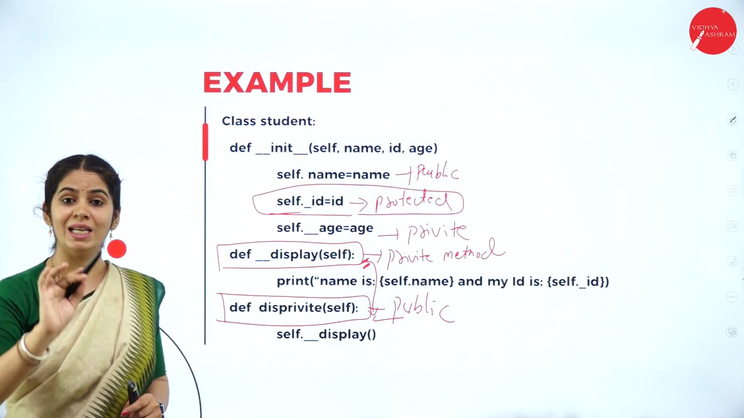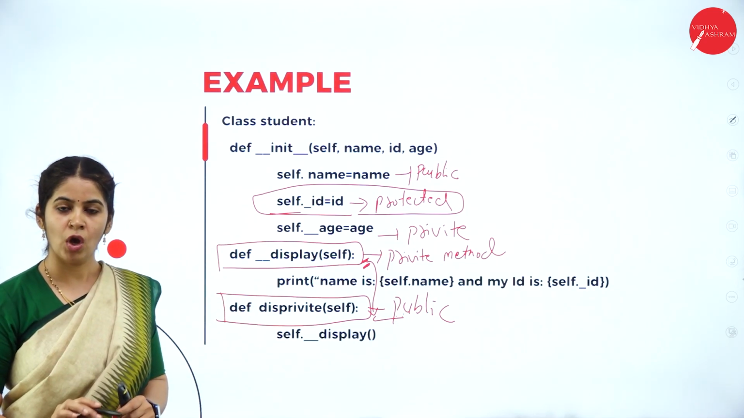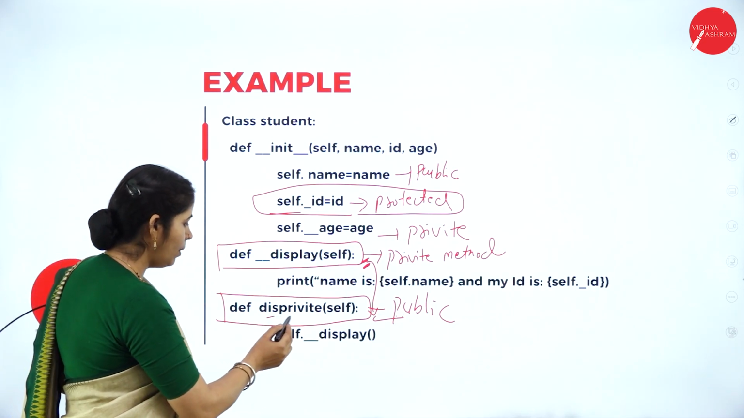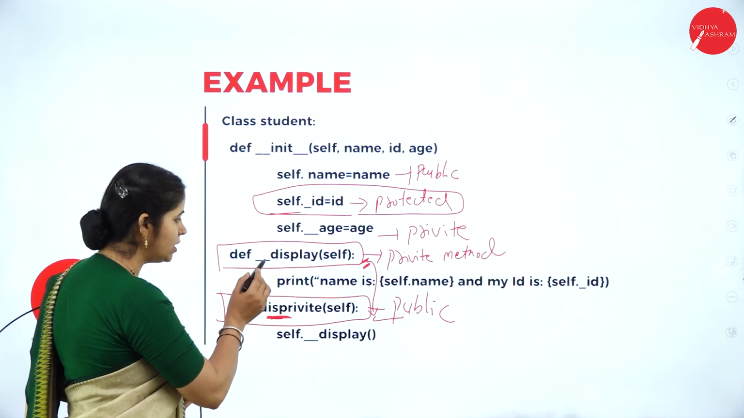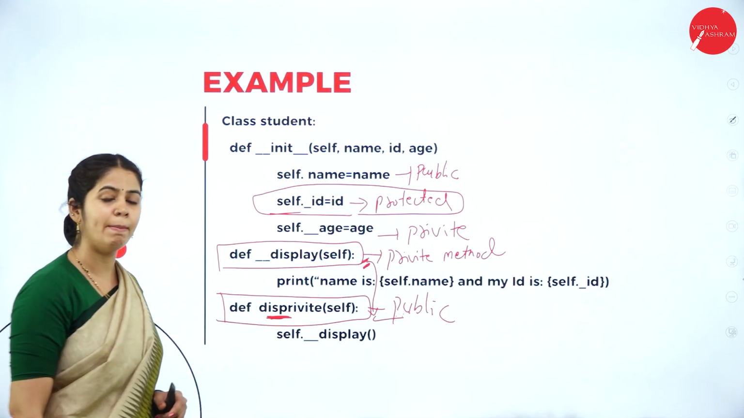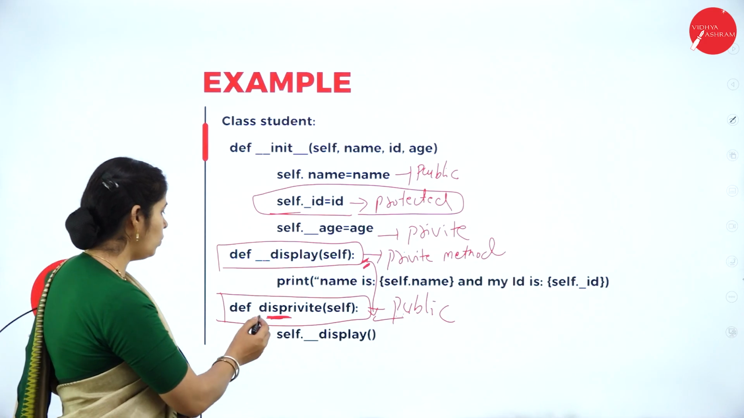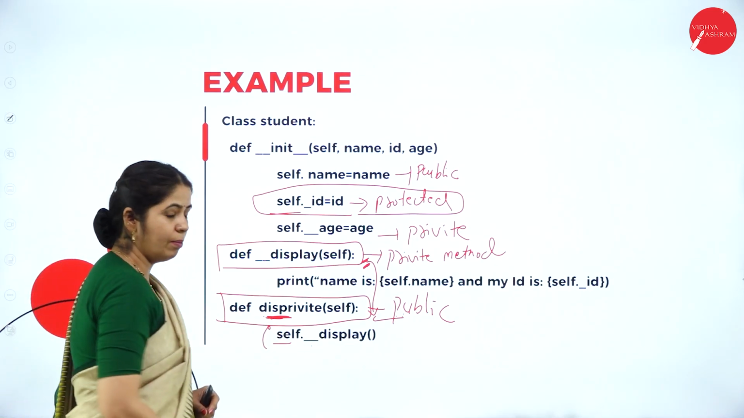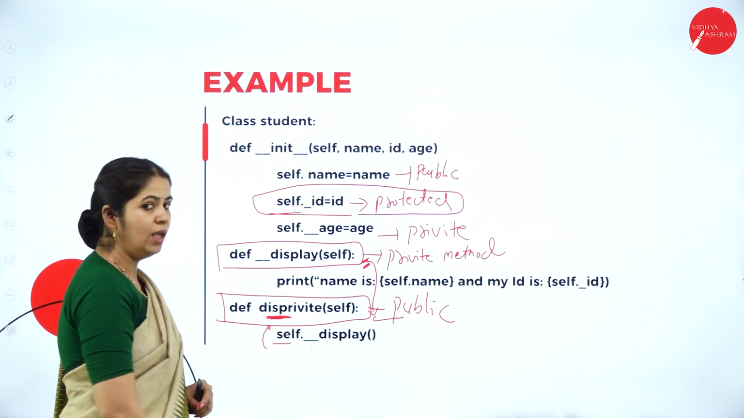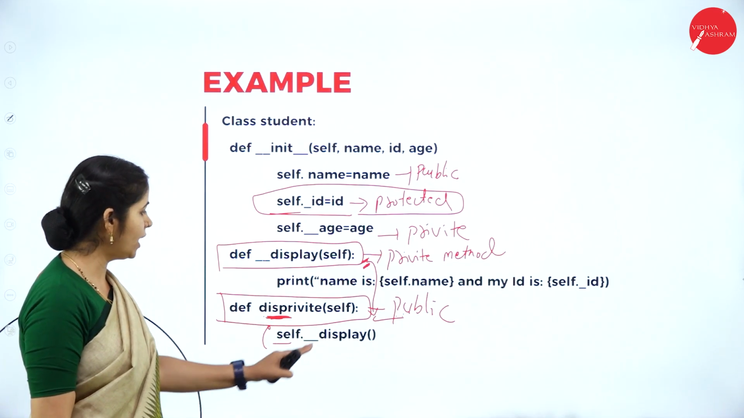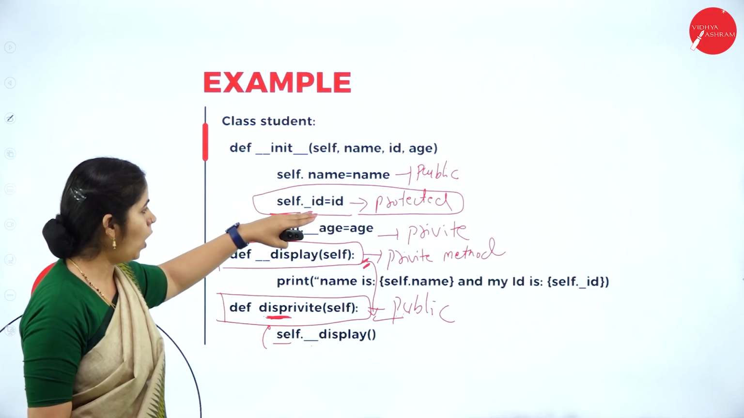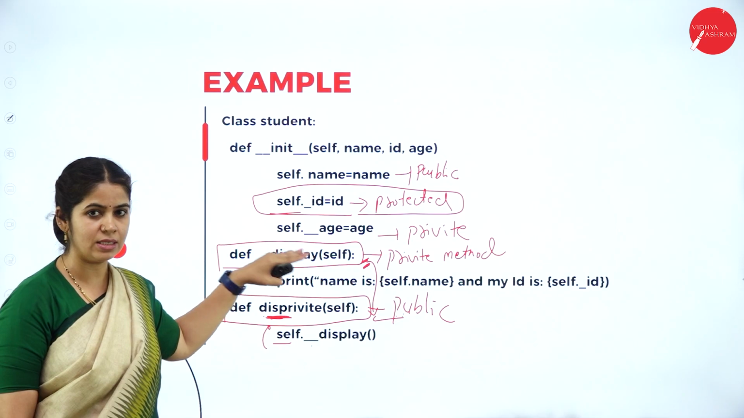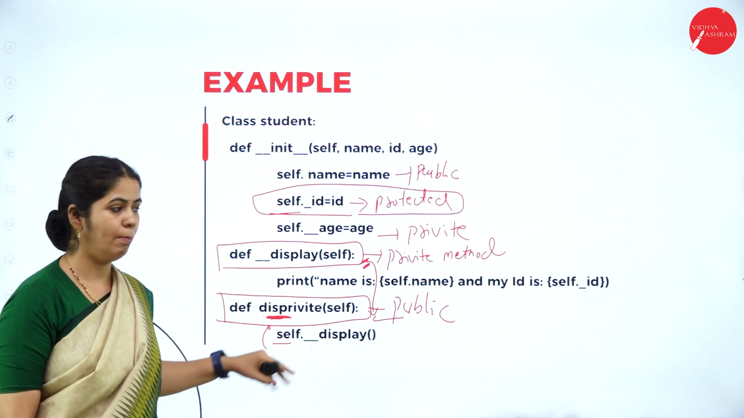Python does not provide strict data hiding or restriction on accessing the data. We can access the data which is private using the public method. That's what we are defining in this self.display method, which is a private method here. So we can access all the variables and the method which have been declared as a private instance using the public method.